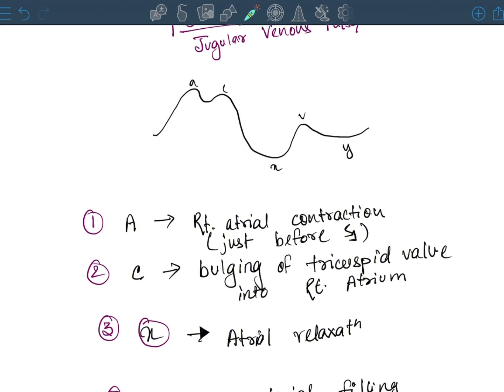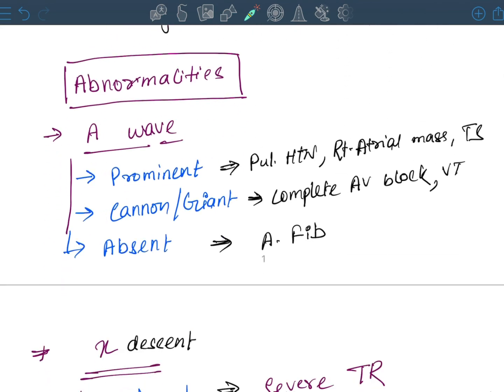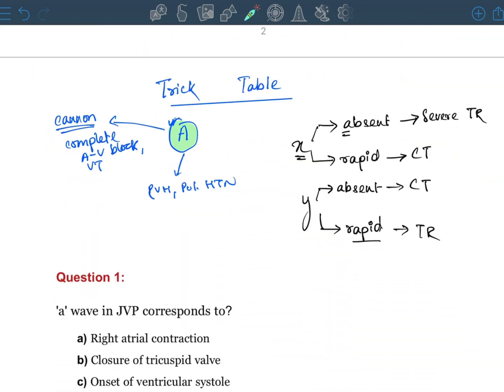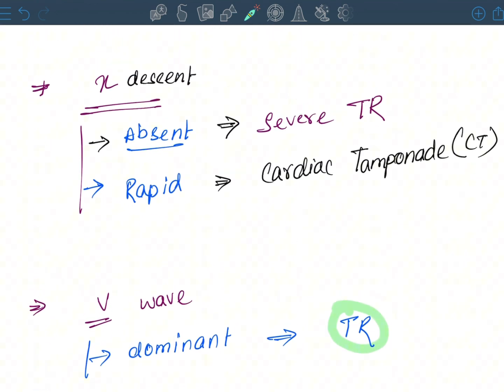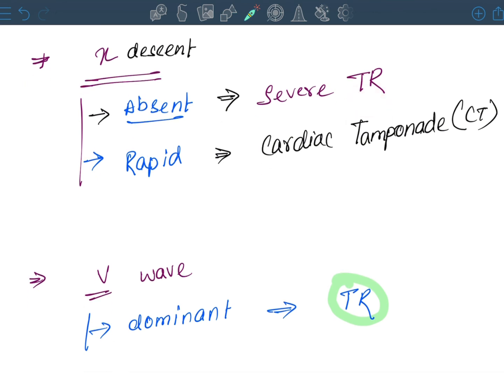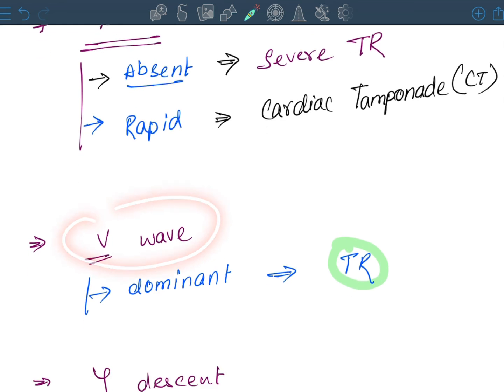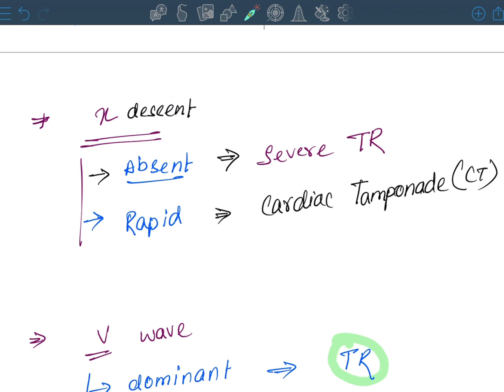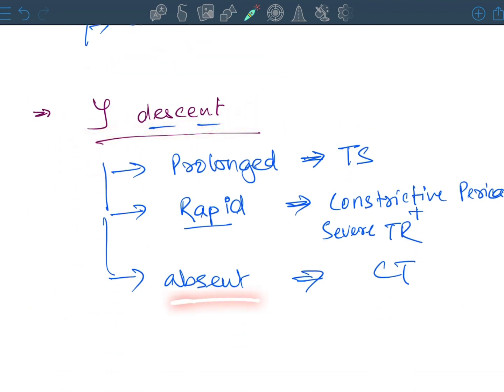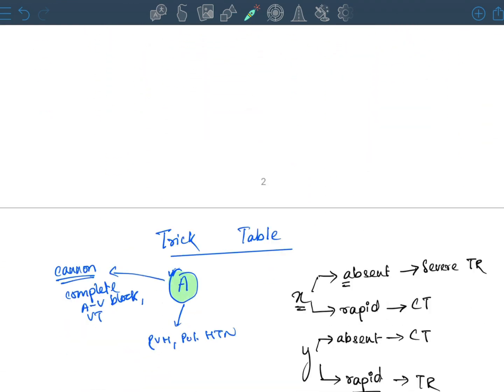And if it is completely absent, meaning from C it goes to V and then Y, then it will stand for TR, tricuspid regurgitation. Sorry for the stumbling. If it is dominant, it stands for TR again. And in Y descent, remember Y is just completely opposite of X. So in Y, if it is absent, it stands for CT, and if Y is rapid, it stands for TR.